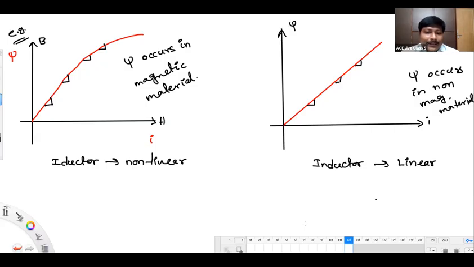Yeah, both are practical. Linear is practical as well as non-linear is also practical. But my aim right now is to decide whether our transmission line inductance is linear or non-linear. That discrimination we want to make. For example, simple.